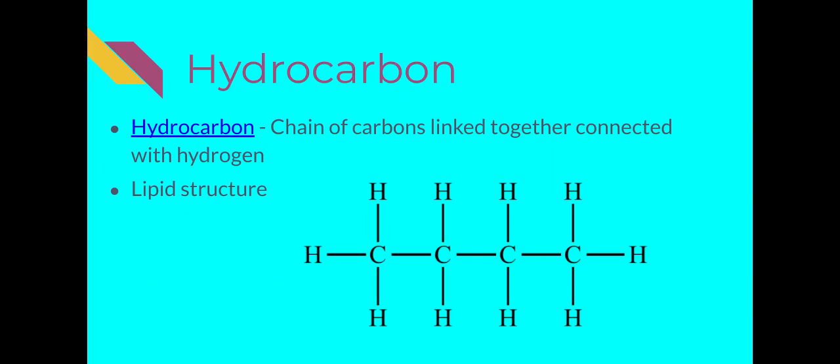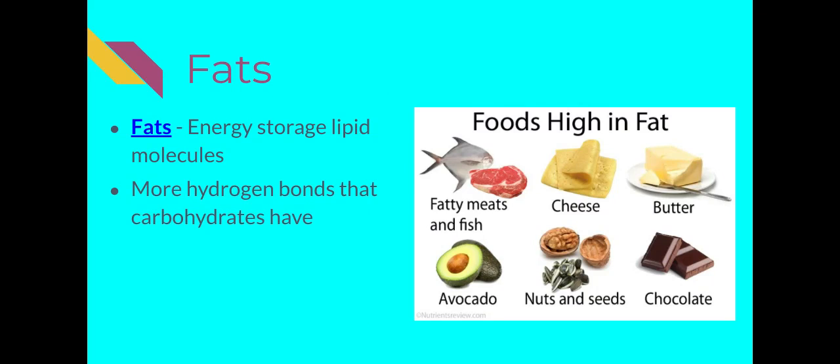So again, these aren't true monomers, so I don't have monomer in front of it, but hydrocarbons are chains of carbons linked together, connected with hydrogen, and this is your basic lipid structure. It's going to look like this. So this is an example of a lipid. So you have your hydrocarbon chain. Fats.